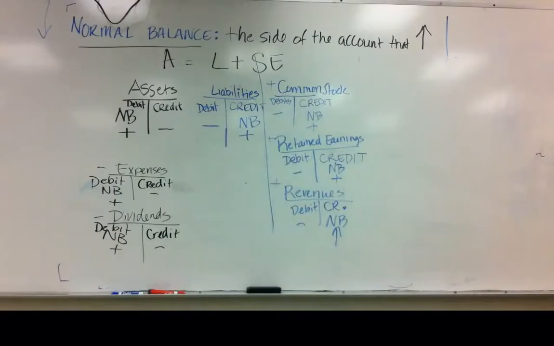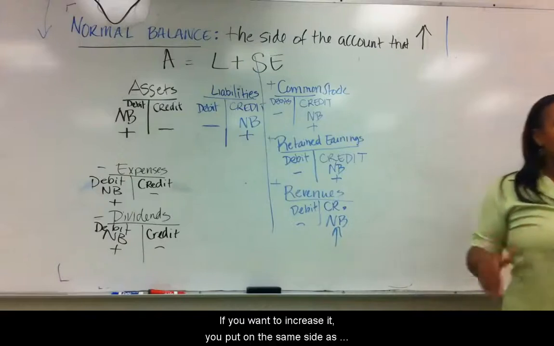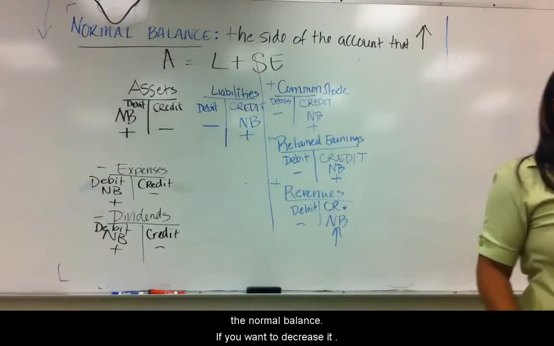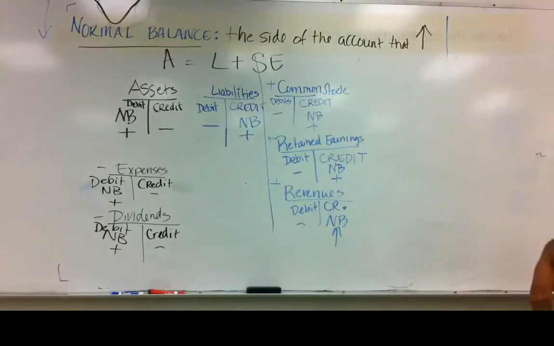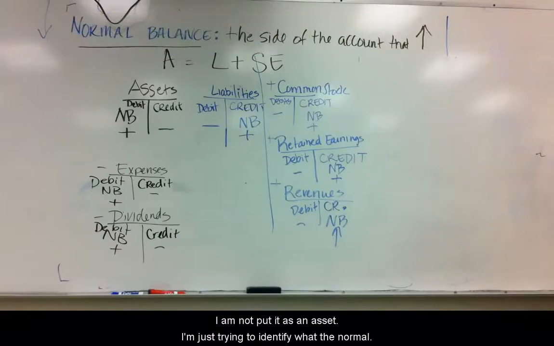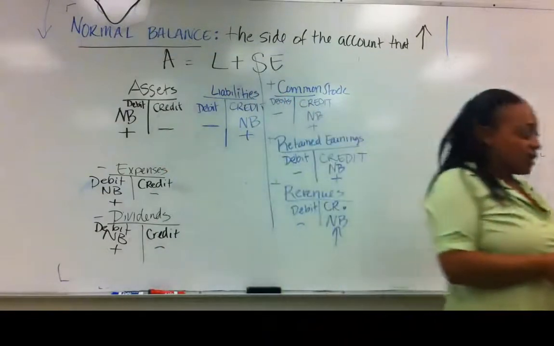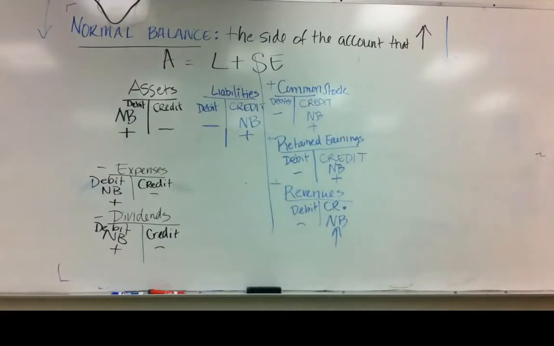Does that make sense? Any questions on that? So what does normal balance mean? The side of the account that increases. If you want to increase it, you put it on the same side as the normal balance. If you want to decrease it, you put it on the opposite side. On the dividends, you're not putting dividends in our assets. You're not putting it as an asset. I was just trying to identify what the normal balance is for the accounts. Can you give an example using an expense or a dividend?